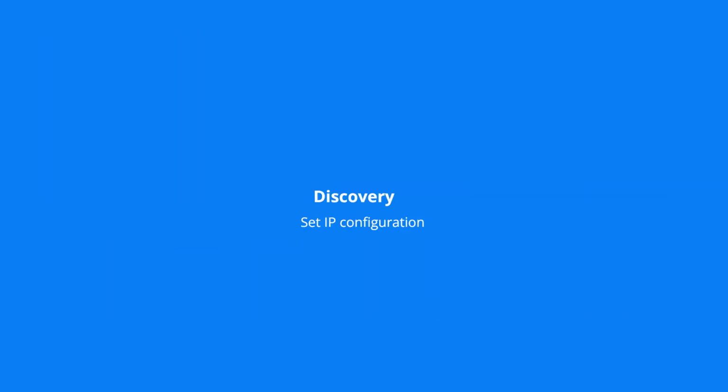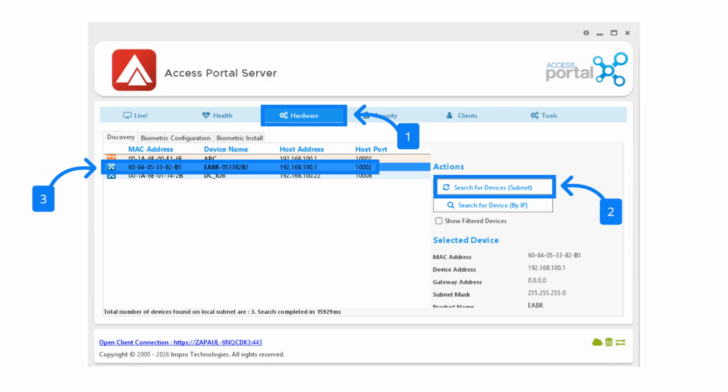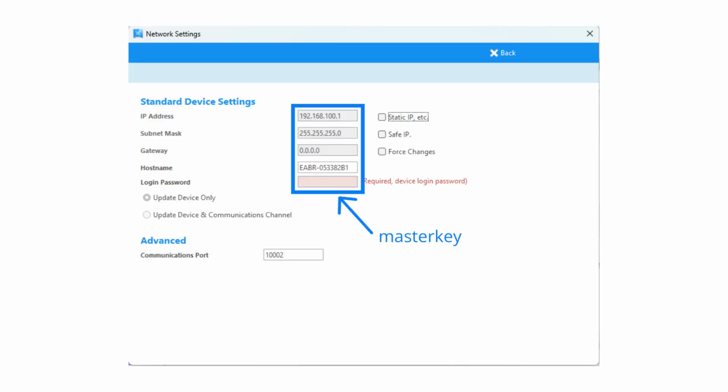To begin, we will configure the IP settings. This can be done on the Access Portal server application. Navigate to the built-in Discovery tool and search for the device. Select the device. The Network Settings page will appear.